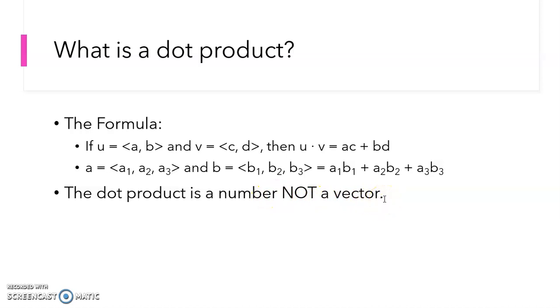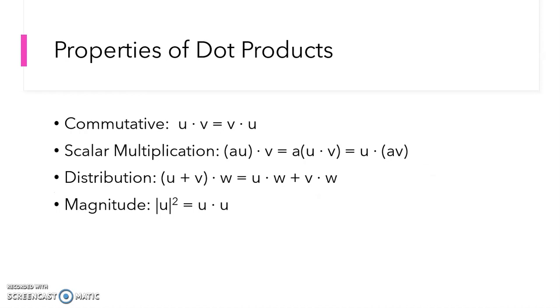Now if you're working in 3 dimensions, you would just have A1 times B1 plus A2 times B2 plus A3 times B3. So that's how a dot product works. Now let's talk about some of the properties of dot products. Okay, the order of the dot product does not matter. So if I do U dot V, it's going to equal V dot U.